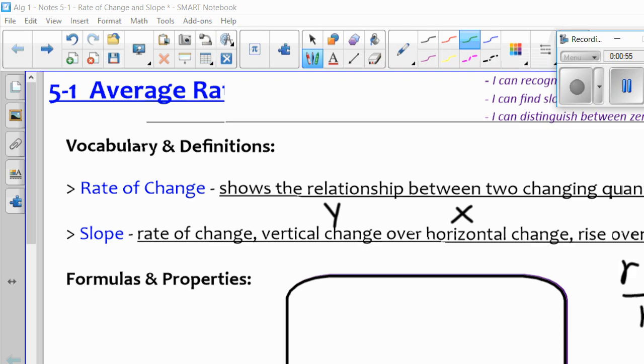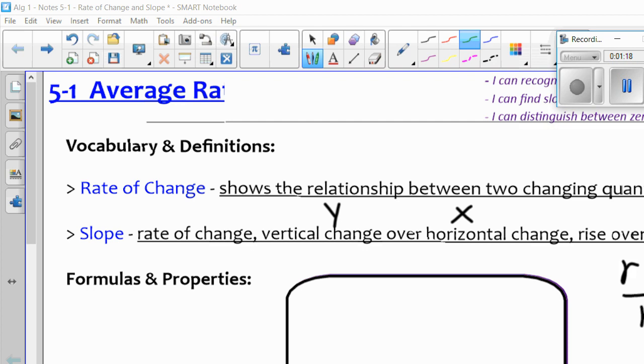In slope, the vertical change over the horizontal change is called the rise over the run. The vertical change is the y values on a graph, and the horizontal change is the x values. And we'll write slope in terms of rise over the run, so the y's over the x's. Okay.